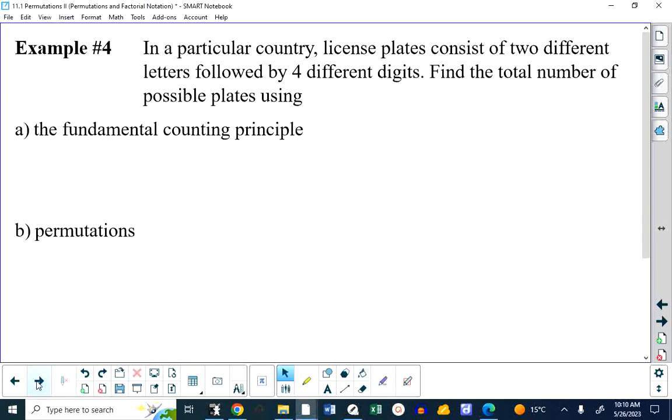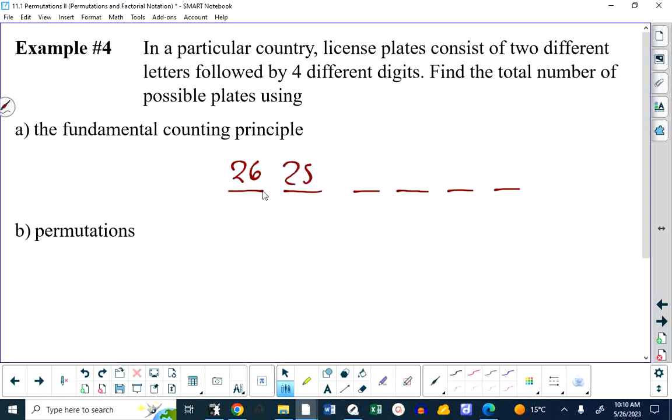All right. Number 4, in a particular country, license plates consist of 2 different letters followed by 4 different digits. What's the total number of plates? Well, 2 different letters, 4 different digits would be 26 times 25 times 10 times 9 times 8 times 7.